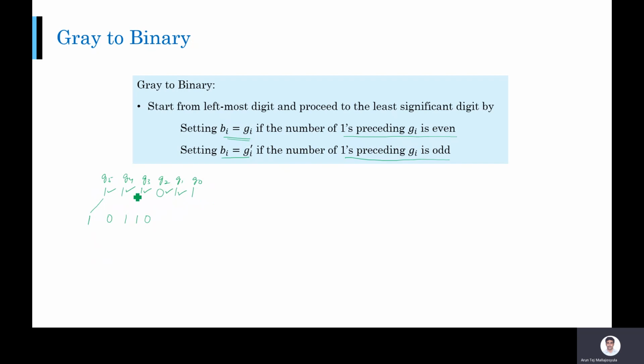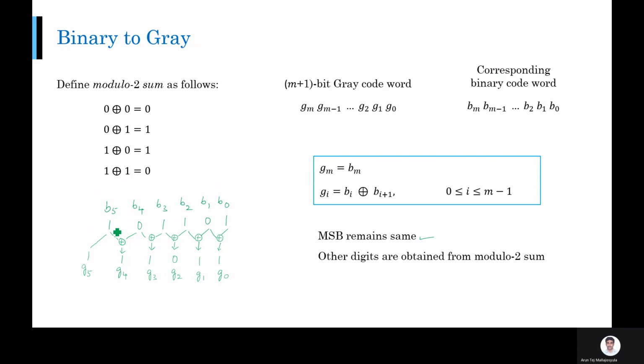How many ones are there? 1, 2, 3, 4. 4 is an even number. So B0 will be the same as G0. So B0 is 1. B5, B4, B3, B2, B1, B0. So you have converted it. If you got the right answer, it is 1, 0, 1, 1, 0, 1. Right? That's the same thing. 1, 0, 1, 1, 0, 1.